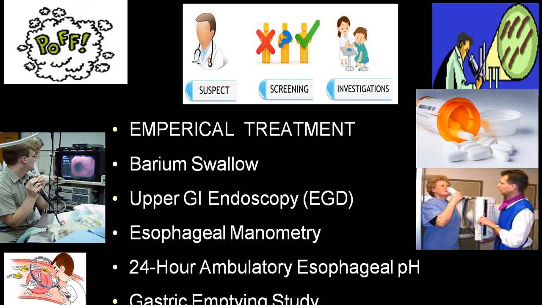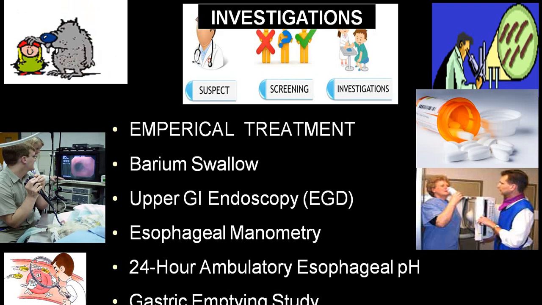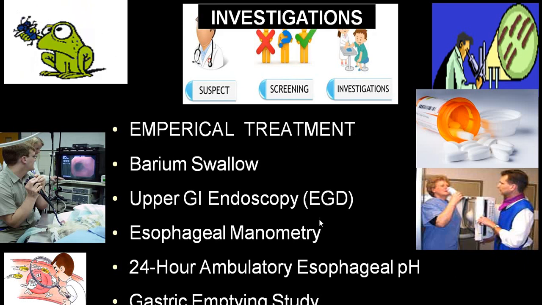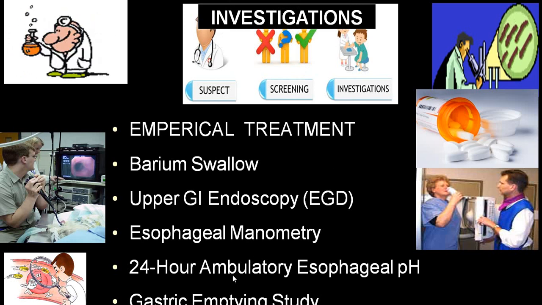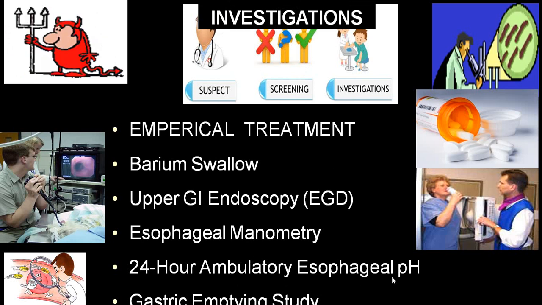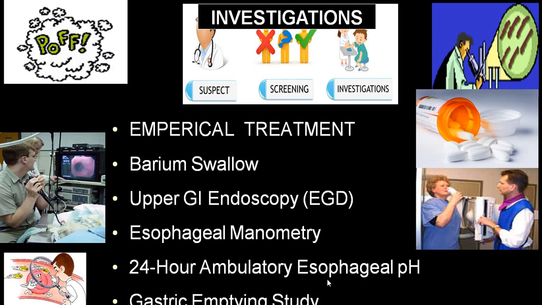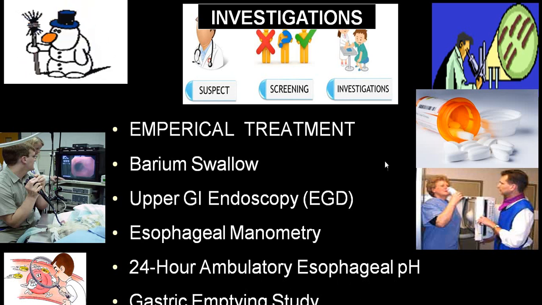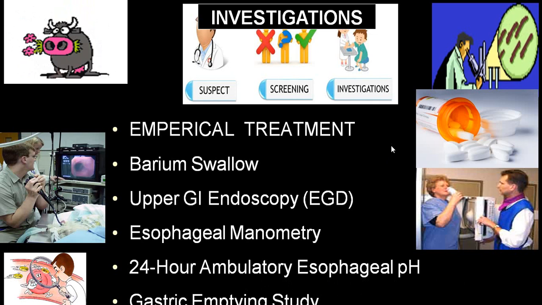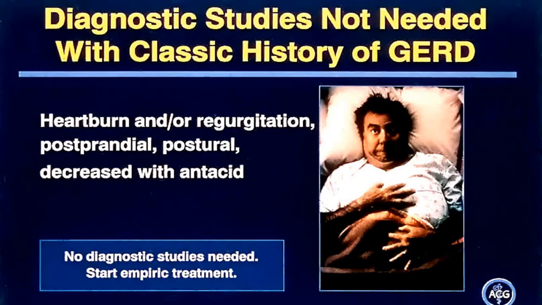Investigations wise: barium swallow, upper GI endoscopy, esophageal manometry, 24 hours ambulatory esophageal pH recording, and gastric emptying study to find out evidence of gastroparesis, etc. will be very, very useful in a person suspected to have GERD. Classical presentation and response to empiric treatment is one of the clinical clues.